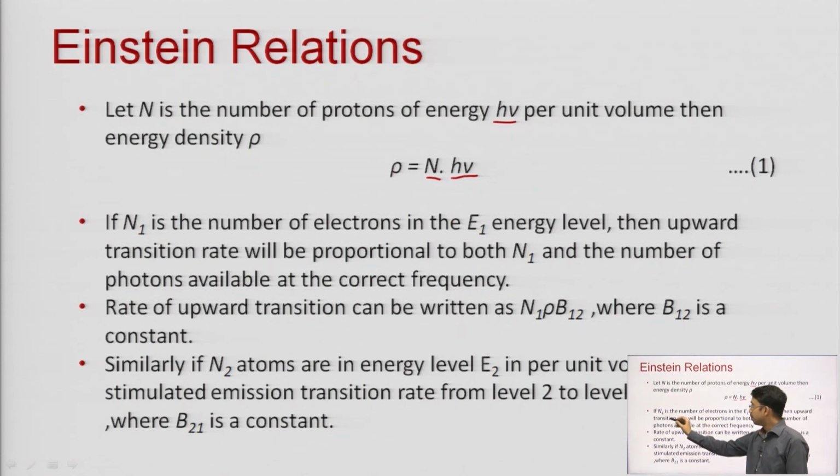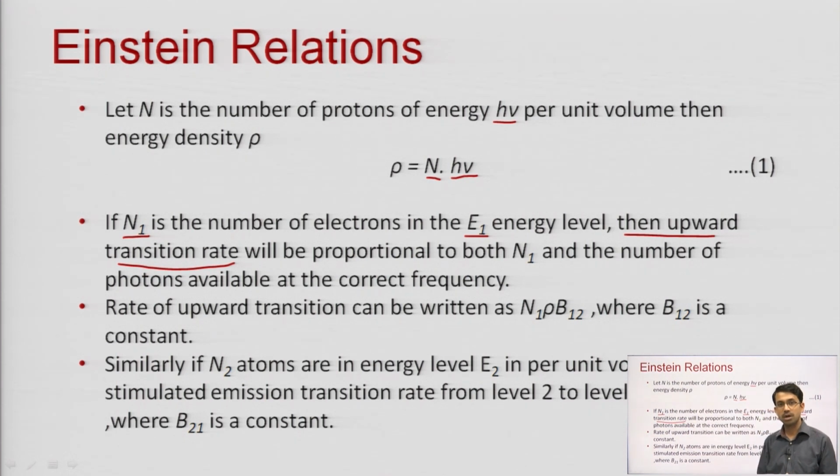Now, let us consider that in ground state the number of electrons is n1. n1 is the number of electrons in energy level E1. What is this energy level? This is ground state. Then the upward transition rate, the absorption rate: how many photons will be absorbed and how many electrons will move from ground state to higher state. So, electrons are moving from ground state to higher state, and we are calling it upward transition.